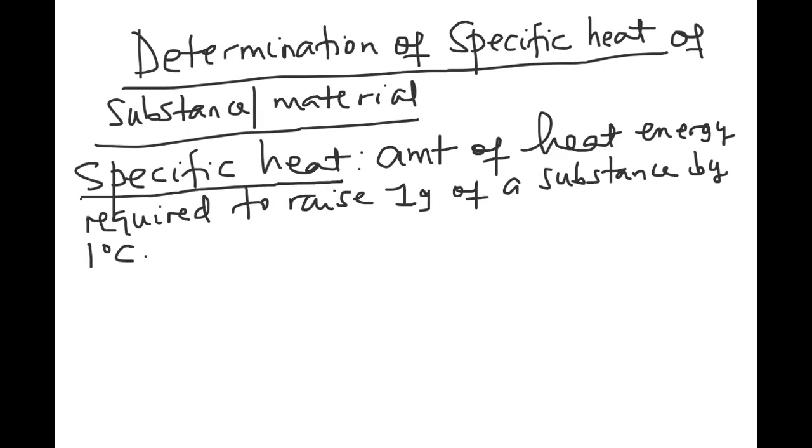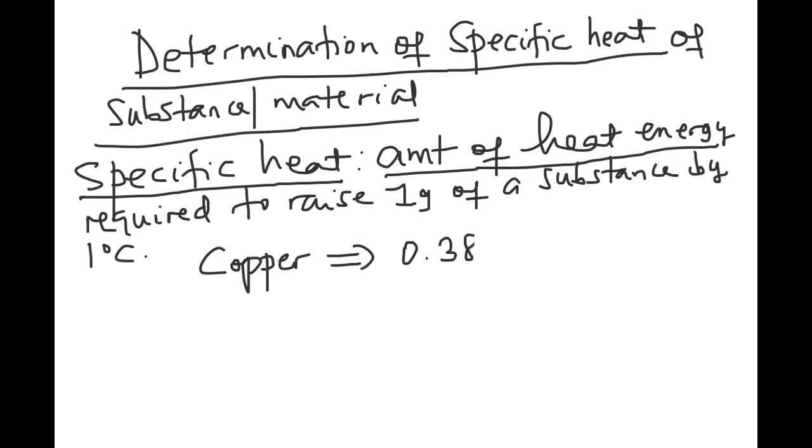Some people will call this one specific heat capacity, but I'm going to call it specific heat, the amount of heat energy required to raise 1 gram of a substance by 1 degree Celsius. Let me give examples. For copper, which is a metal, we need 0.385 joules of heat energy in order to raise 1 gram of copper by 1 degree Celsius. So this is how we write the specific heat of copper.